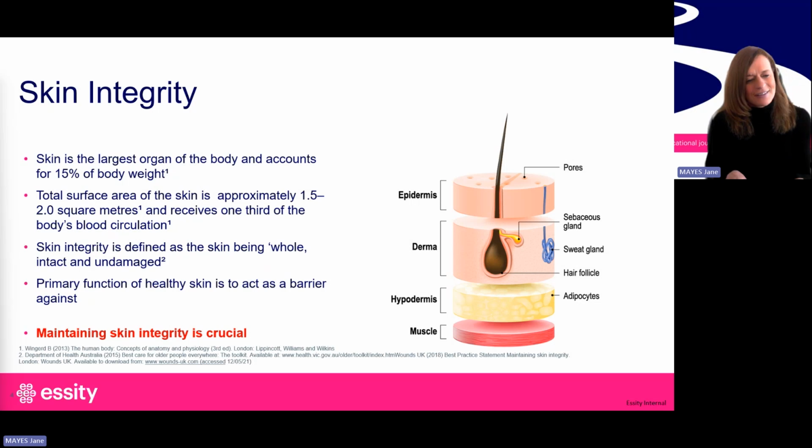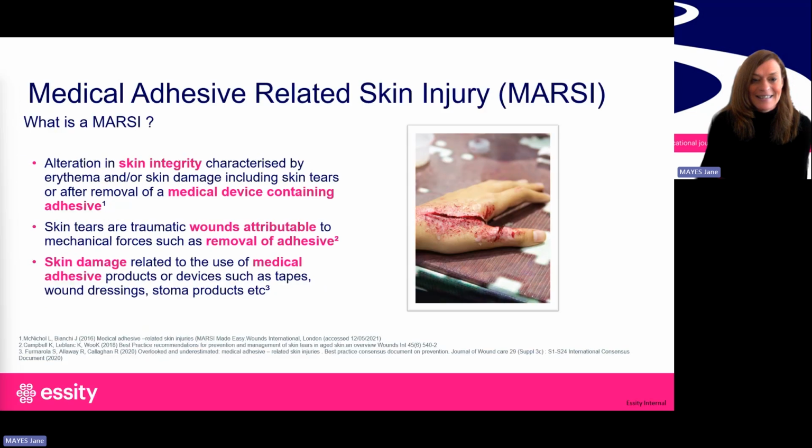So I like to think of the skin as bricks and mortar in a house. So the house, you can see the bricks, you can see the mortar. Think of that as the skin. And when the skin is impaired and there's no mortar, or the mortar's impacted, then the house falls down, but ultimately the skin can become damaged. And this happens when we put adhesive on the skin and remove adhesive. So we're thinking now about medical adhesive related skin injuries. So what exactly is a medical adhesive related skin injury?